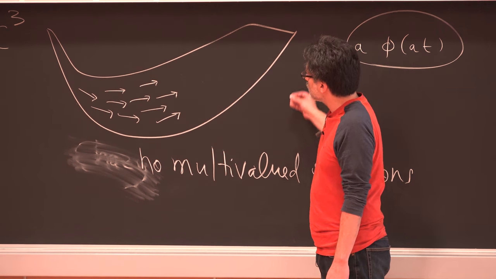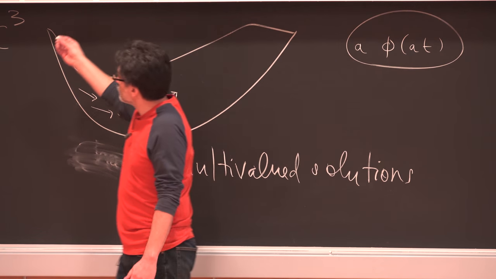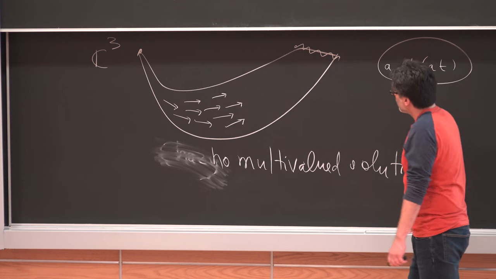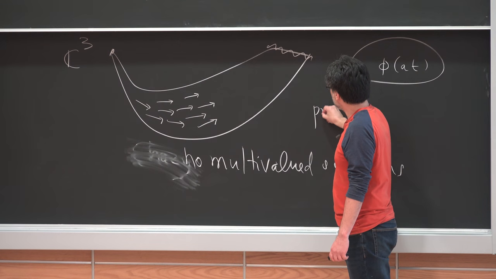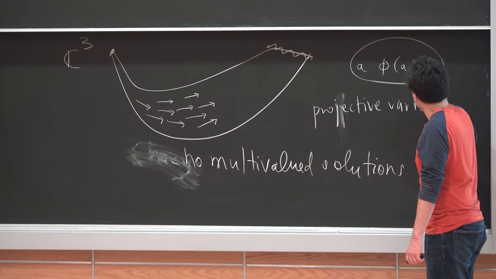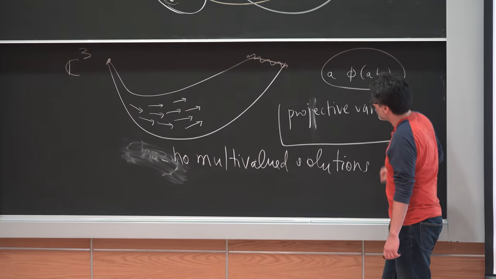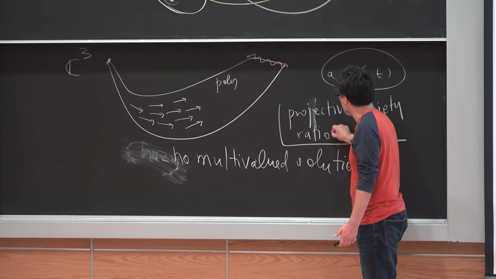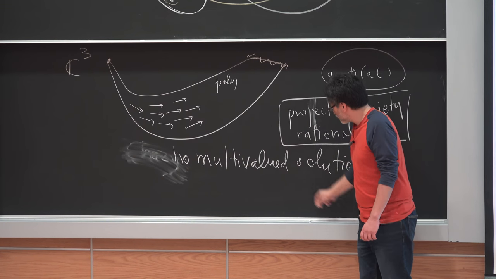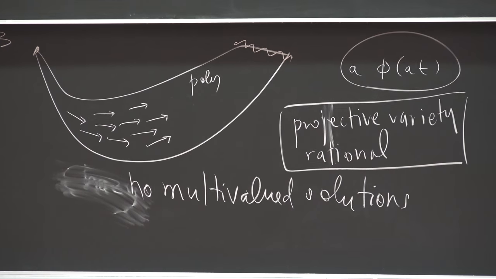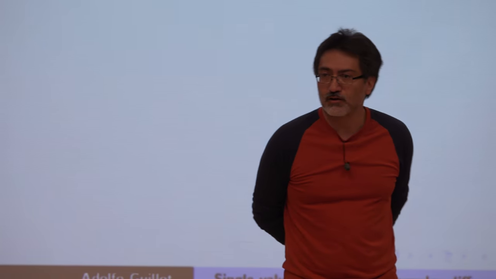So one idea is to compactify the affine variety into some projective variety that has now become compact. And when we compactify, our vector field, which was polynomial, will become some rational vector field, some meromorphic vector field. So this is a good setting to work. Actually, we can work in a more general setting. Probably we can work in the setting of meromorphic vector fields on compact complex surfaces.